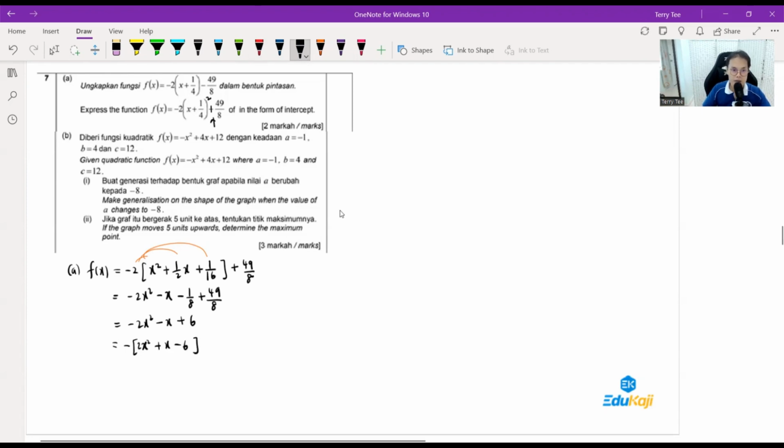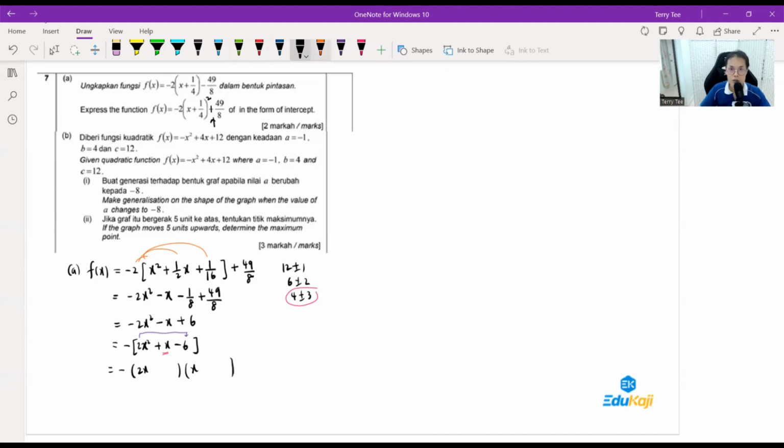Now look at this number. This is 2 times 6. 2 times 6 is 12. Factors of 12: 12 and 1, 6 and 2, 4 and 3. To get 1x here, I should use 4 and 3. So let's put double bracket, with the negative first. One of them must be 4, one of them must be 3.